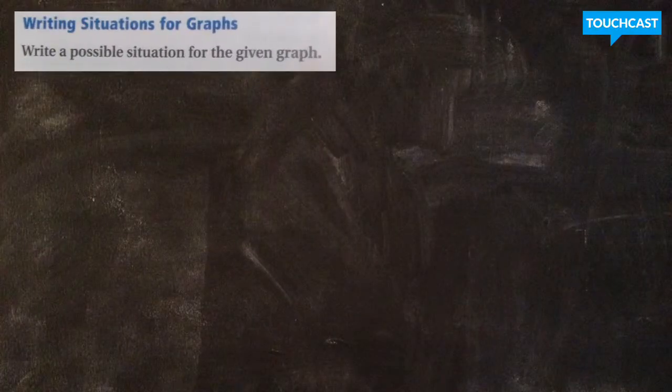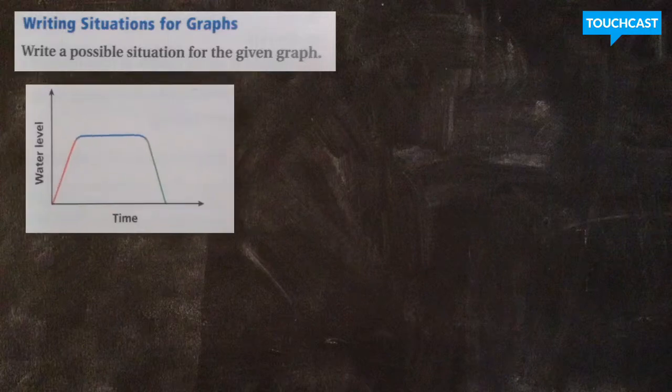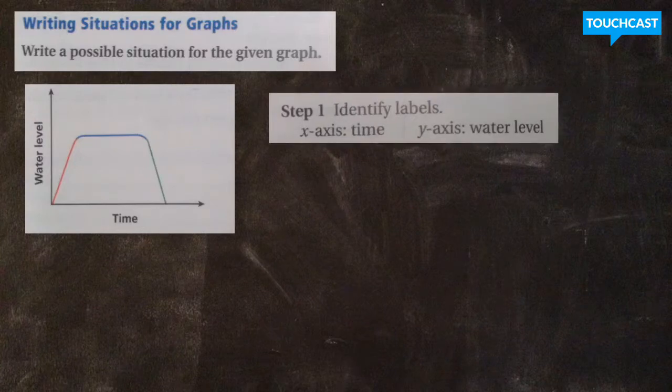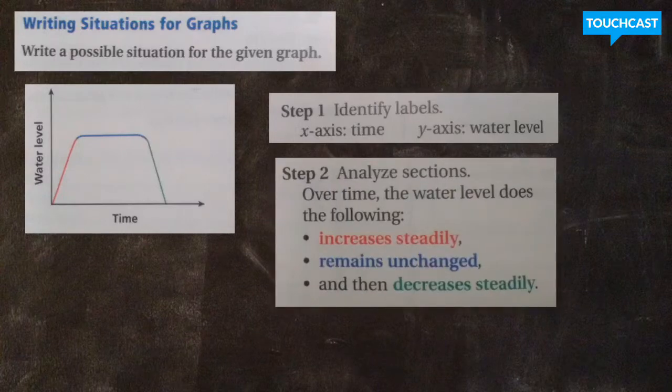Alright, now let's look at our last type of example, where we write situations for graphs. We need to write a possible situation for the given graph. Our first step is to identify the labels. On our x-axis, we're representing time, and on the y-axis, we're representing the water level. Our next step is to analyze the sections. What is going on in the graph? So over time, what does the water level do?